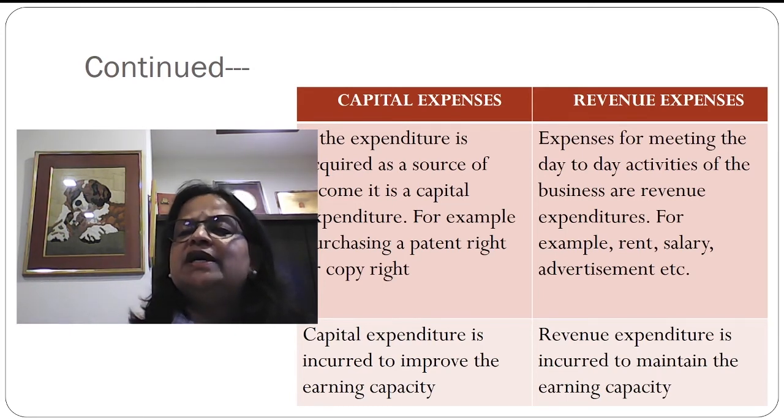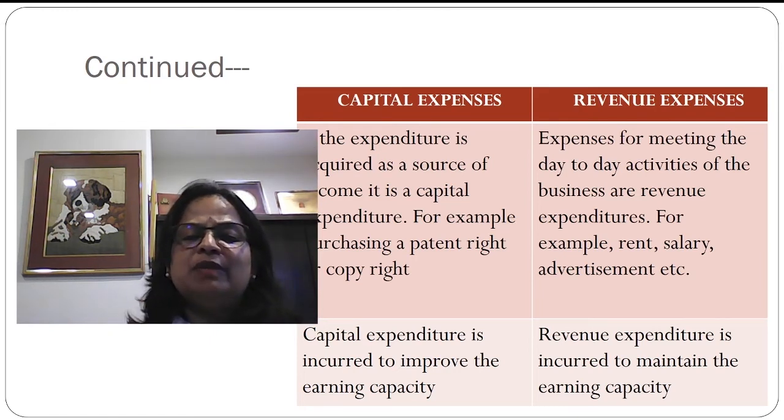Revenue expenses, expenses for meeting the day-to-day activities of the business, are revenue expenditure. I told you already: rent for the building, salary for the manager, advertisement expenses, electricity bill, parking lot expenses. So all these expenses are revenue expenses. Now capital expenditure is incurred to improve the earning capacity of the business.